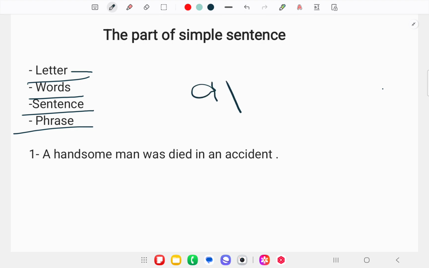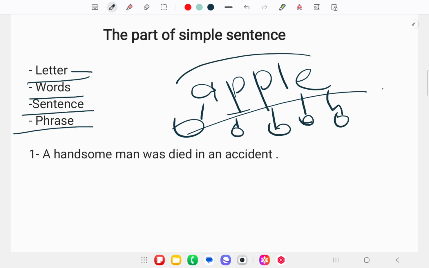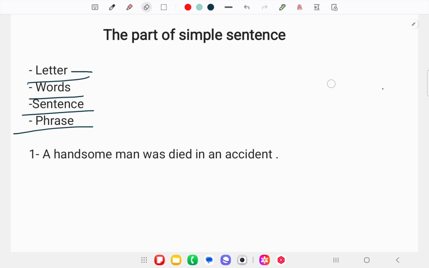Like if I say an example like apple, then we can see here that there are 5 letters in apple. This is the word, and the smallest units of the word are A, P, P, L, E. Okay, so this is known as a letter.